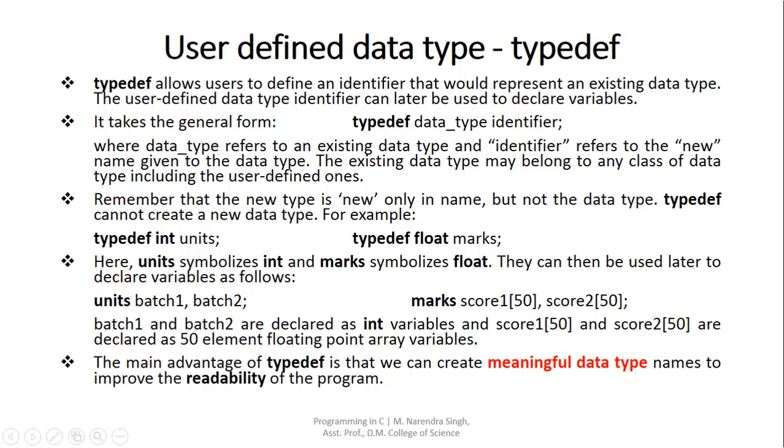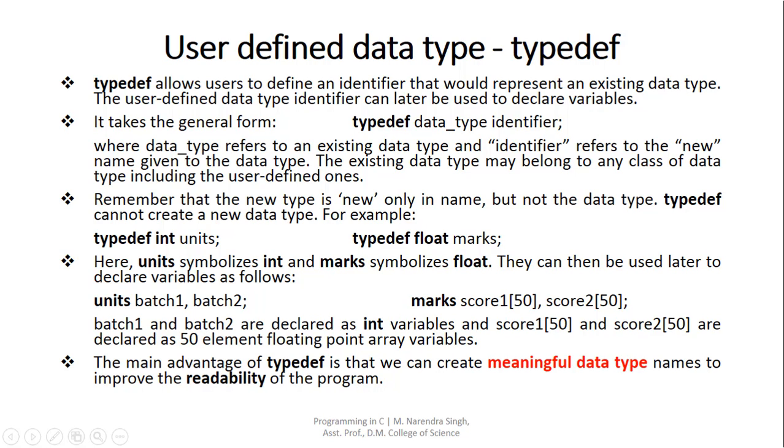So here the new name units symbolizes the existing data type int, and the new name marks symbolizes the existing data type float. These names can then be used later to declare variables as follows: units batch1, batch2; Here we are declaring the variables batch1 and batch2 to be of integer data type. Why? Because we have given a new name units to the existing data type int.